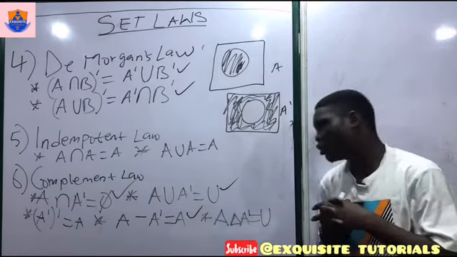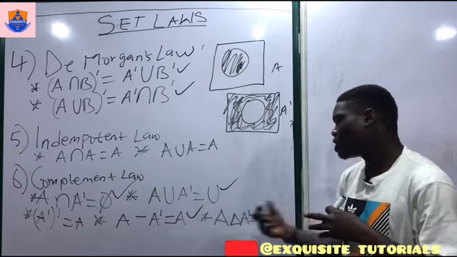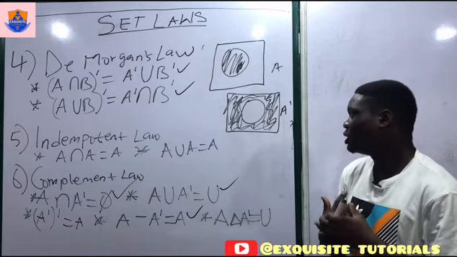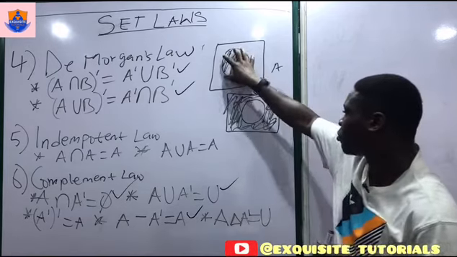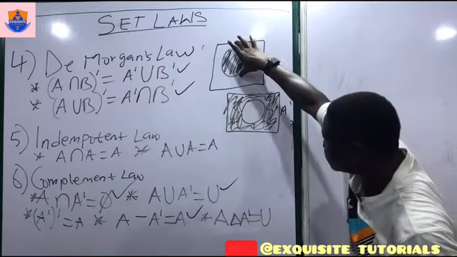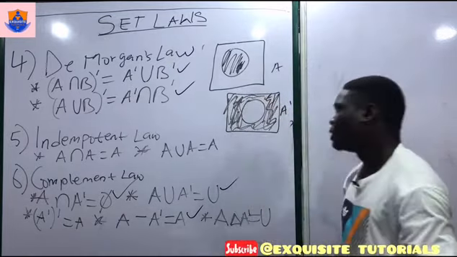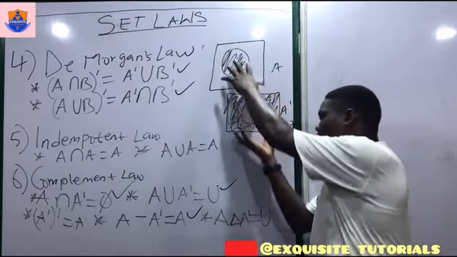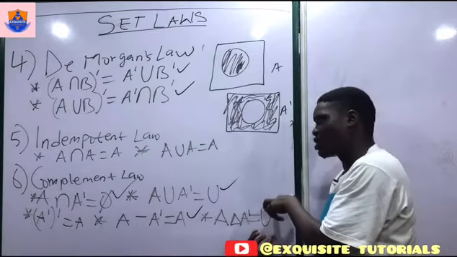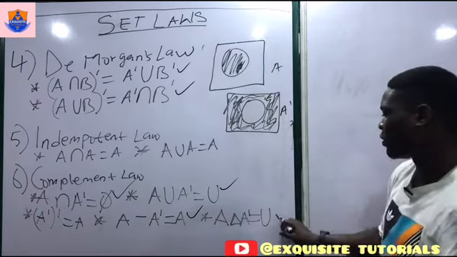Now let's do the symmetric difference. What is A symmetric difference A prime? The elements that are here, but not here, is still this. While the elements that are here, but not here, is this part. Now when you add them together, you will get back the universal set. So this has been verified to be true.